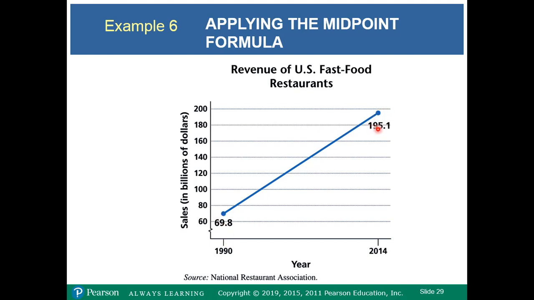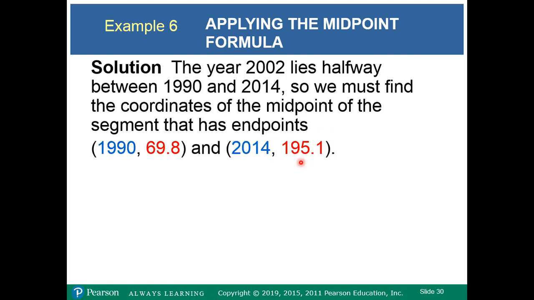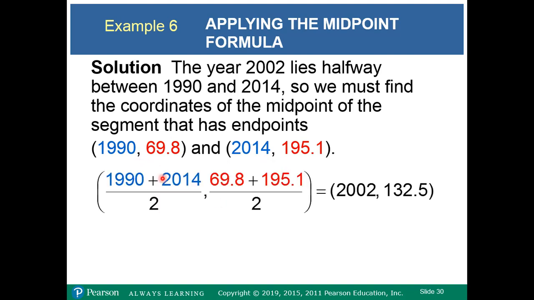And we've got this point, 2014, 195. So now we've got our 2 points. Now we want to find what's the midpoint between these two points. And so we're going to take these 2 points and use the midpoint formula. We're going to take 1990 plus 2014 divided by 2, so the halfway point between 1990 and 2014, which is going to be what? 2002, right?